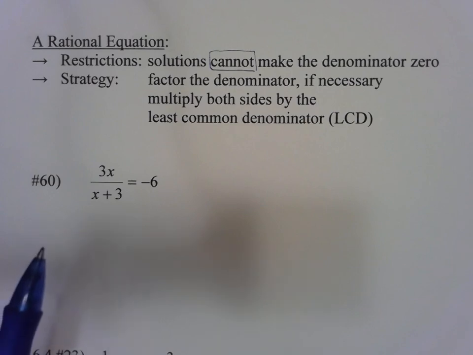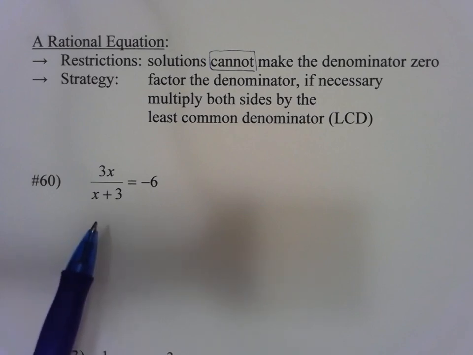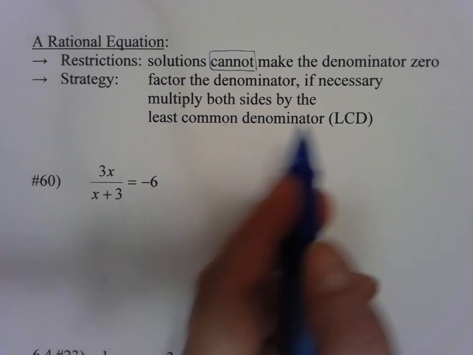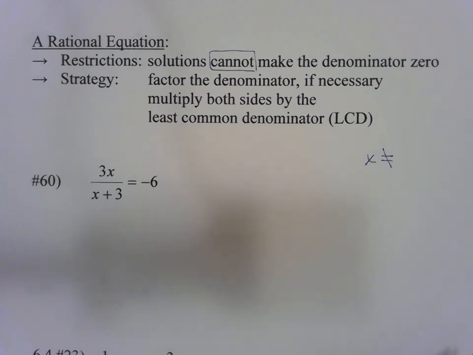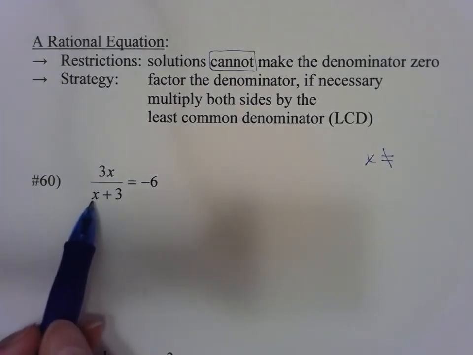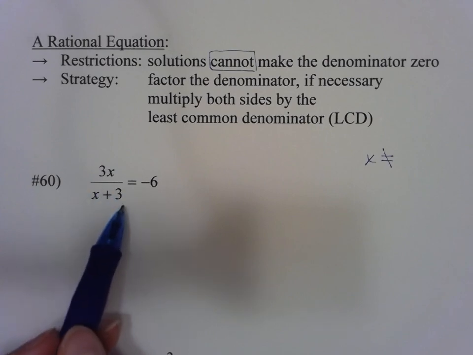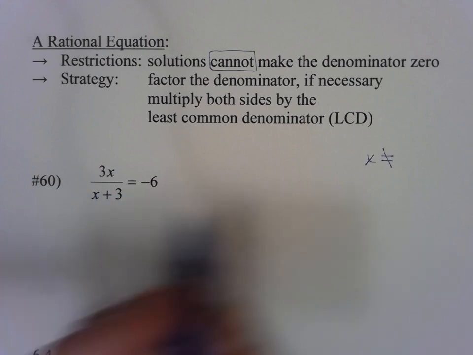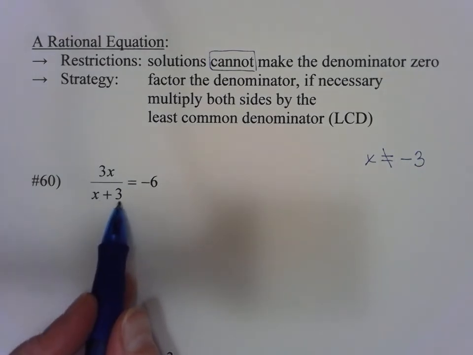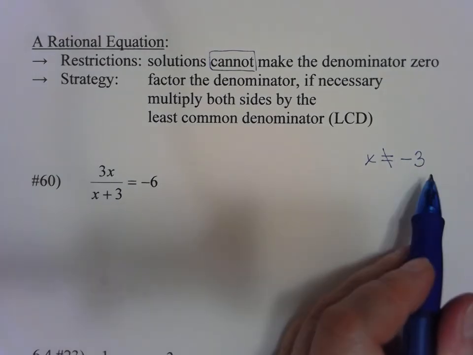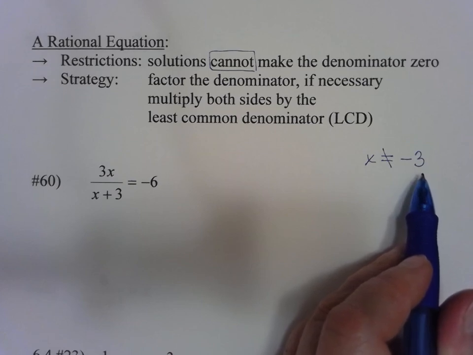Here's the first one. First of all, I call these the restrictions, right? What number can x not be? What number, if I were to plug it in right here, would make this whole denominator 0? That's -3, right? Because -3 plus 3 would make 0. So I don't want that number. I need to make sure I don't get that number because it's definitely not going to work.